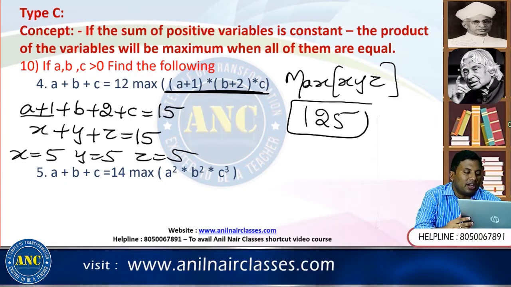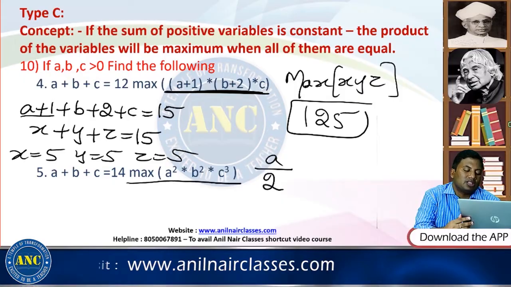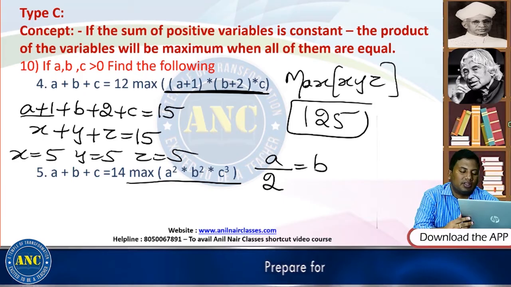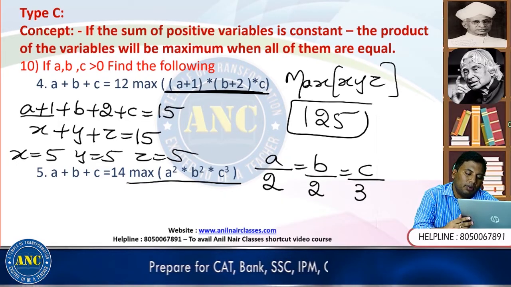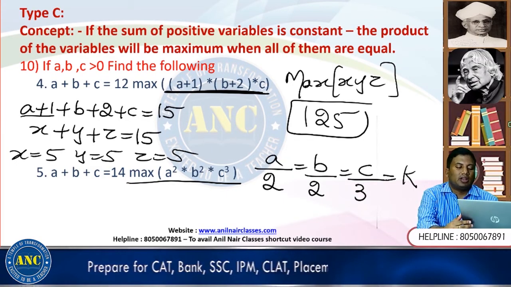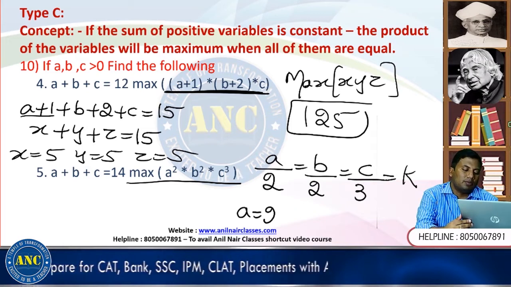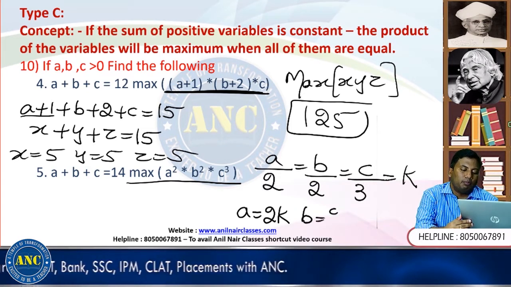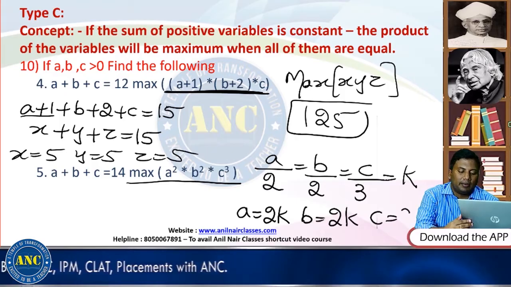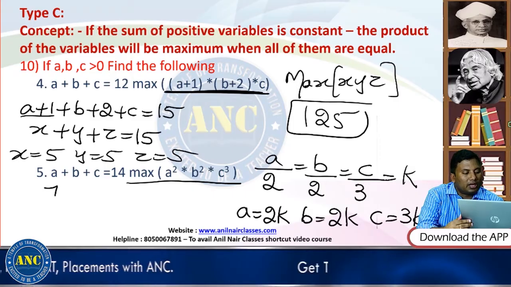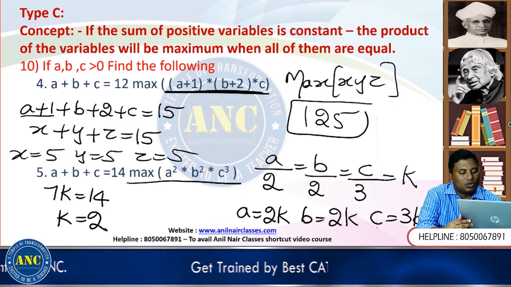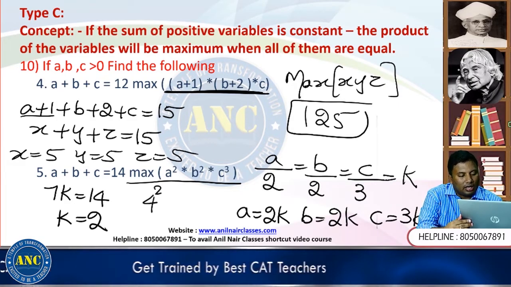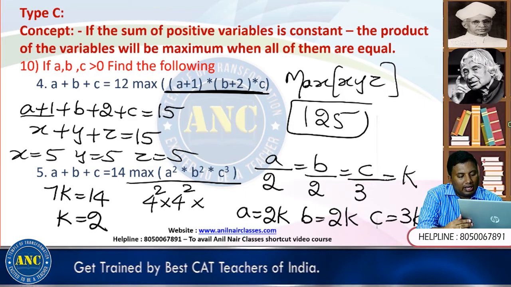Fifth one. Already we did. A power 2, B power 2, C power 3. This will be maximum when the ratio of the base to power is constant. A by 2 equivalent to B by 2 equivalent to C by 3 equivalent to K. So this will become A 2K, B 2K, C 3K. This will become 7K equivalent to 14, K equivalent to 2. So the answer is 2 square, again 2 square, again 6 cube.